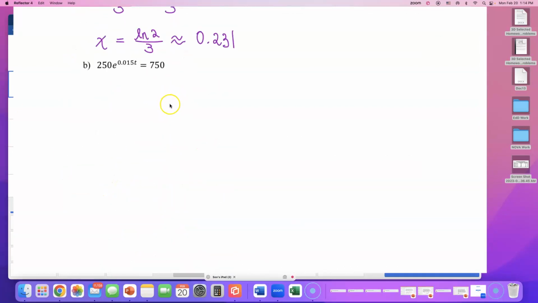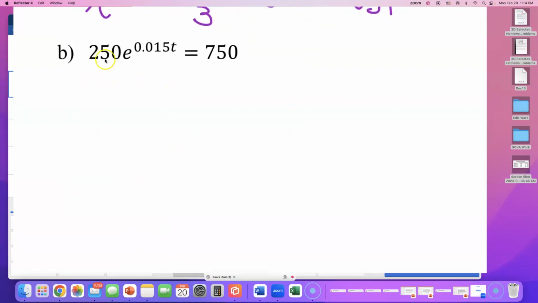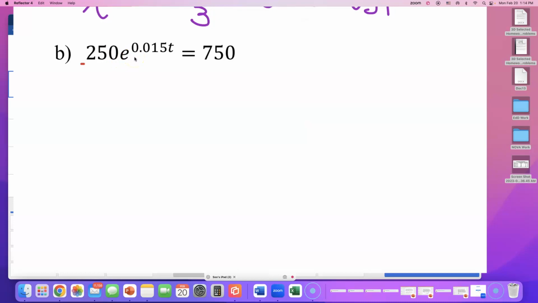All right, let me show you a couple more. Maybe just one more on this page. Before I take natural log on this one, I need to get rid of this 250 that's currently multiplying my exponential term. How do you get rid of multiplication? Divide. Divide both sides by 250. That's like dividing 3/4 by a quarter, right? 75 divided by 25.